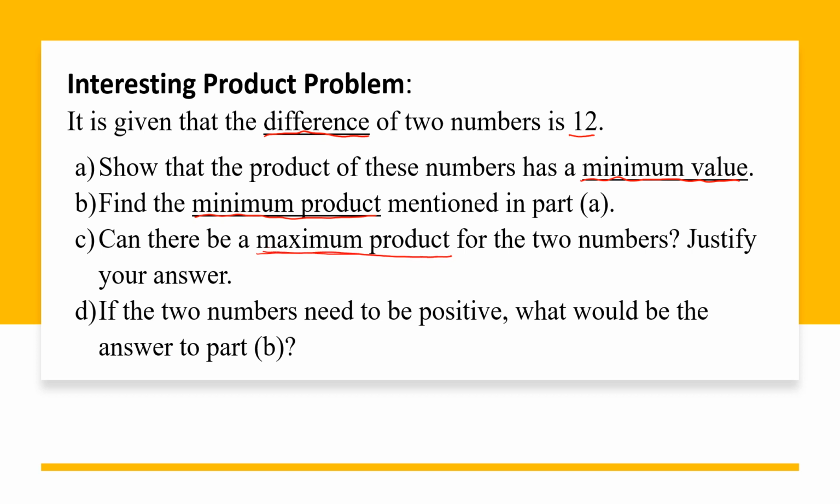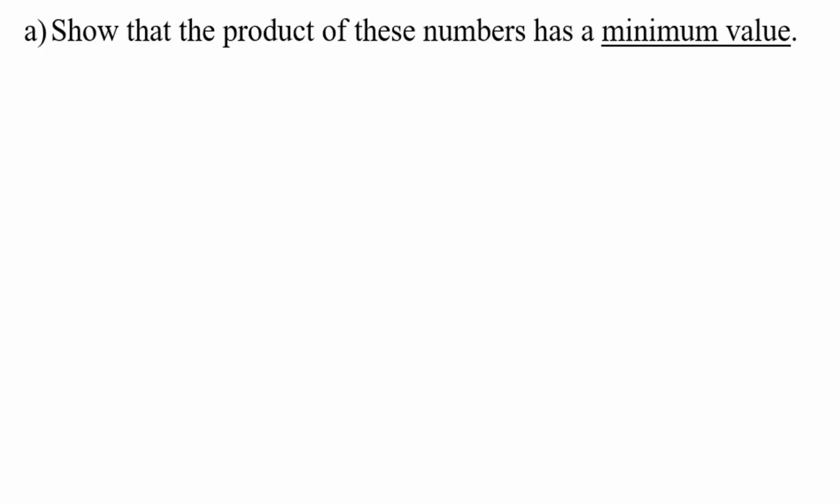And also the next part is asking if the two numbers need to be positive, what would be the answer to part B? So it asks if the two numbers are positive, can there be a minimum in this case? It's a very interesting problem. So let's do it one by one. So let's go to the first part.